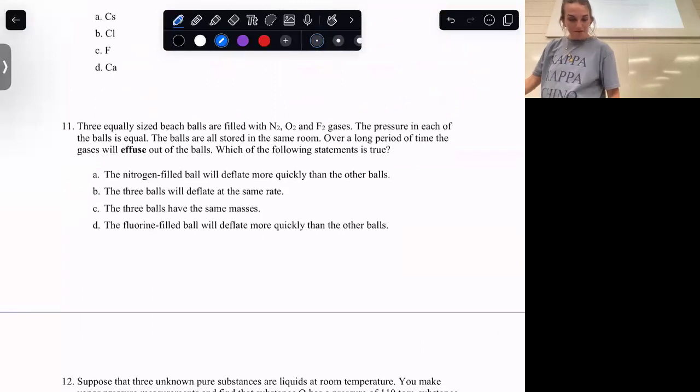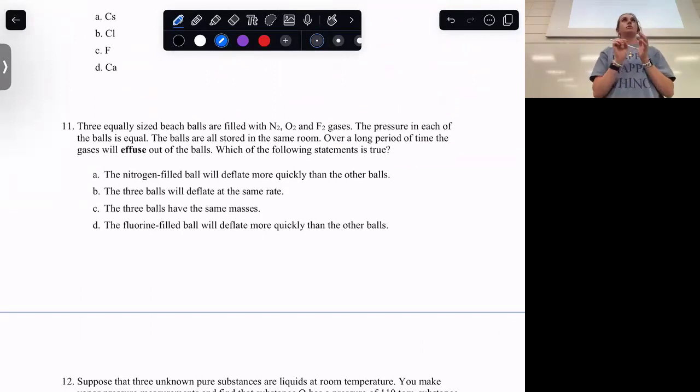Alrighty, so number 11: three equally sized beach balls are filled with N2, O2, and F2 gases. The pressure in each of the balls is equal. The balls are stored in the same room over a long period of time. The gases will effuse out of the balls. Which of the following statements is true?